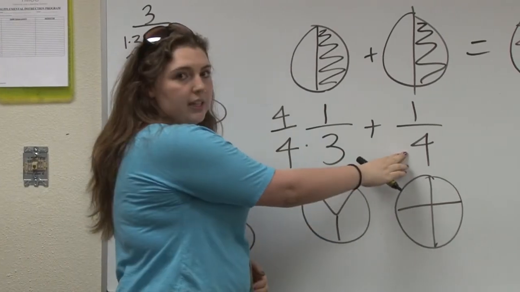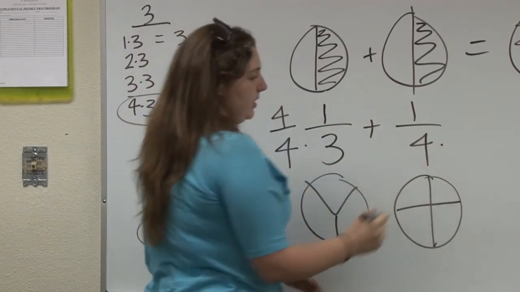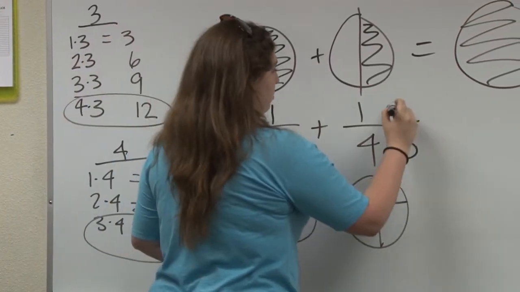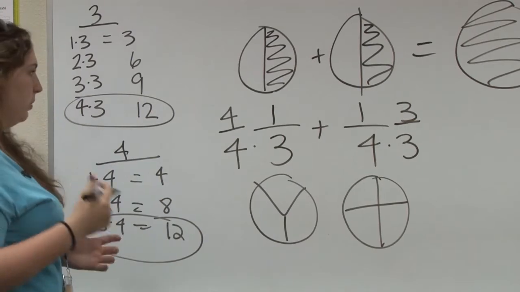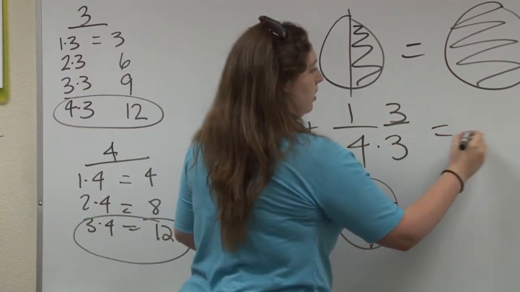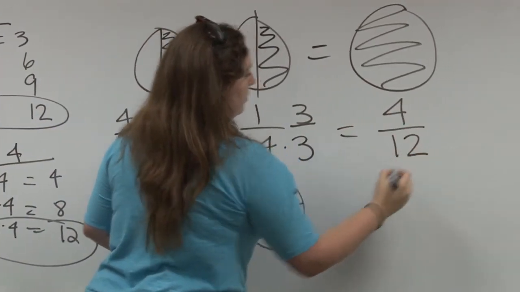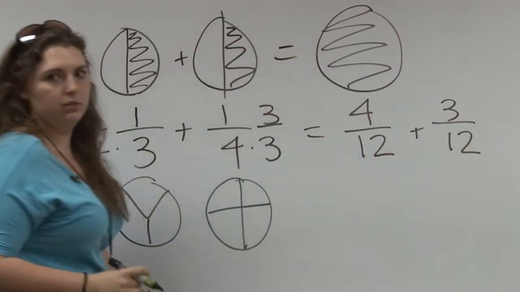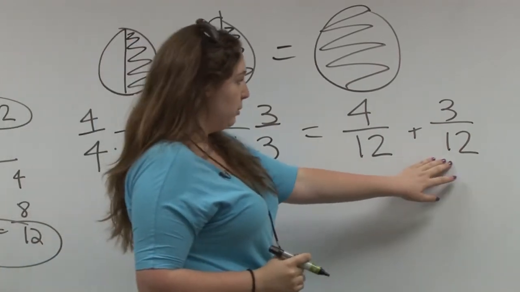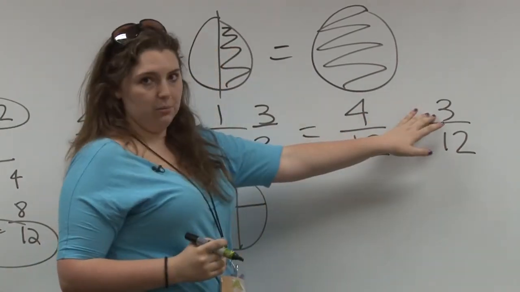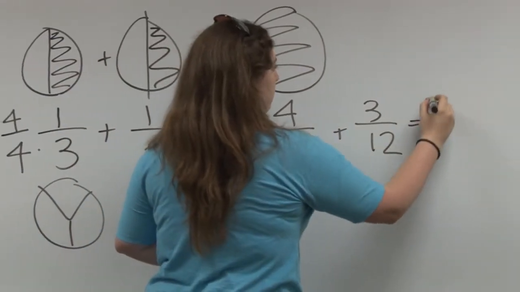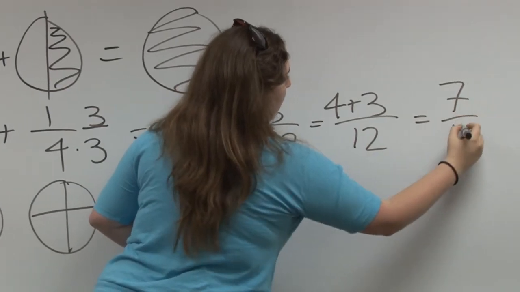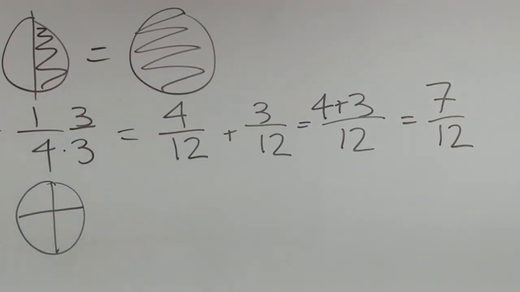In this case, in order to get 12 on the bottom, we're going to need to multiply this 4 by 3. And again, whatever we do to the bottom, we have to do to the top. So our two new fractions are going to be 4 over 12 and 3 over 12. Now that we're talking about the same number of pieces, we can just add the tops together, the numerators. 4 plus 3 over 12. And we find that we have 7 of the 12 parts.